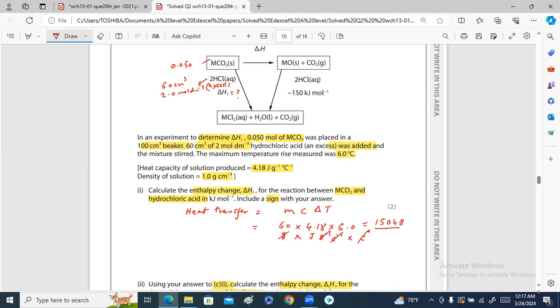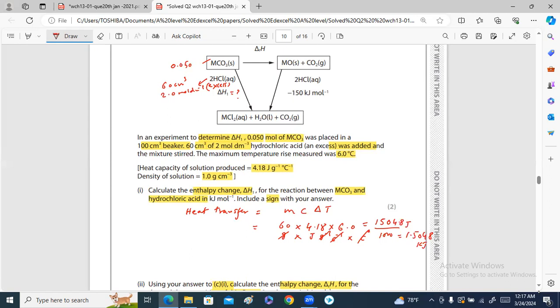1504.8 joules, and we can convert it into kilojoules. So this will be 1.5048 kilojoules. So this is the heat transfer when we have 60 cm³ of 2.0 mol per dm³ hydrochloric acid, which was in excess, and it was added into 0.05 moles of metal carbonate.